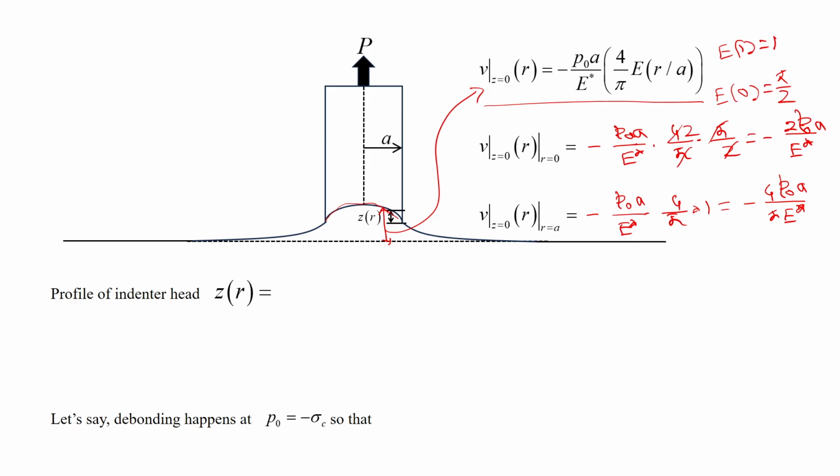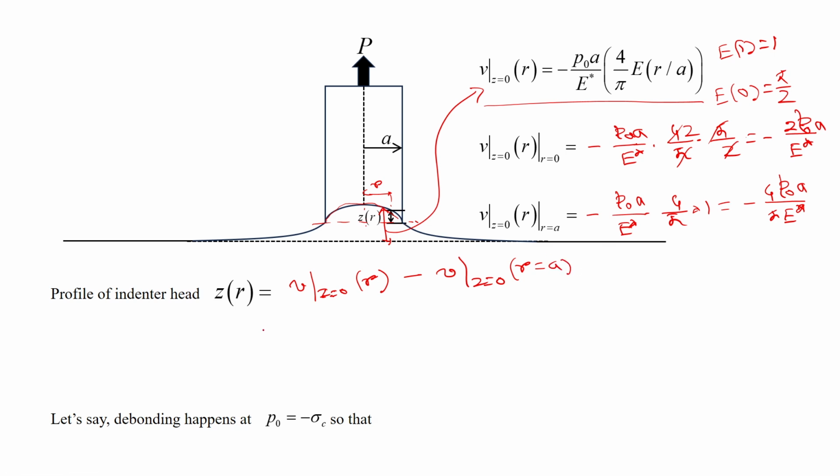Now what is the profile of the indenter head? The profile means that at some location r from this base, what is this height? This height z of r can be obtained as the vertical displacement v at z equal to 0 at r, minus v at z equal to 0 and r equal to a, because I am looking at this height. So that is the vertical displacement at any r minus that at r equal to a.